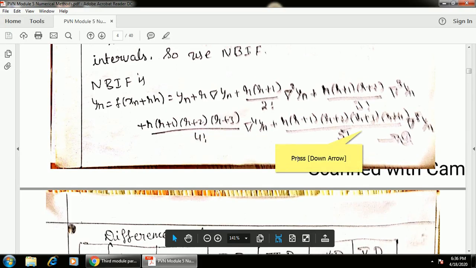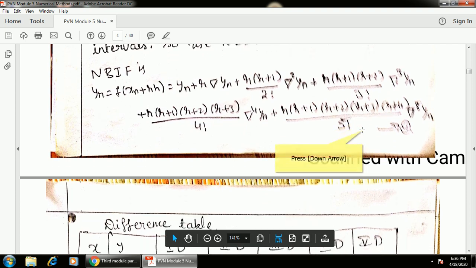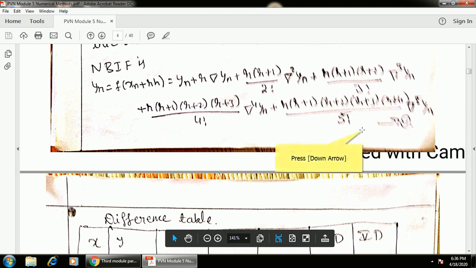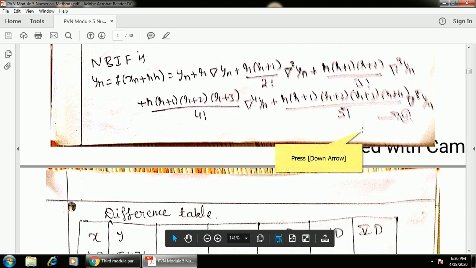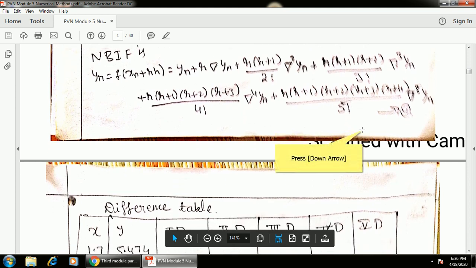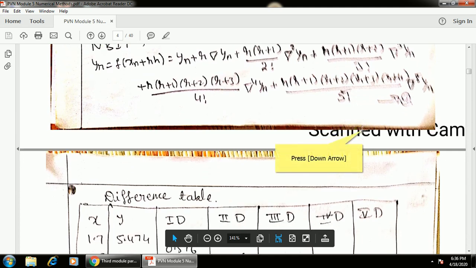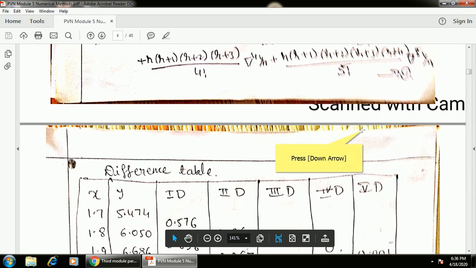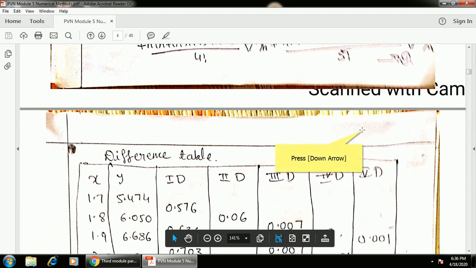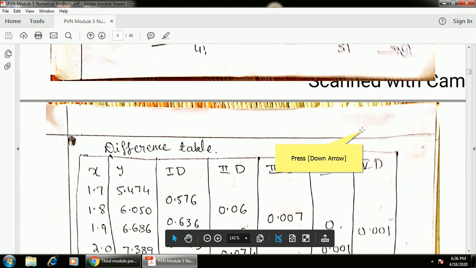Fifth differences, we have written the formula, and in that formula we need to substitute the values.